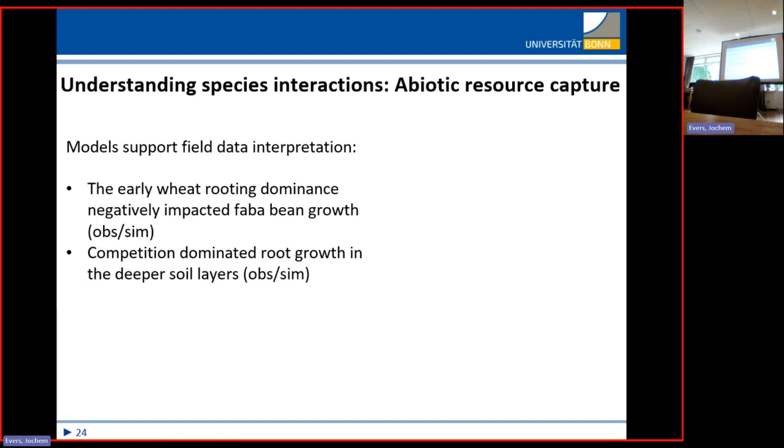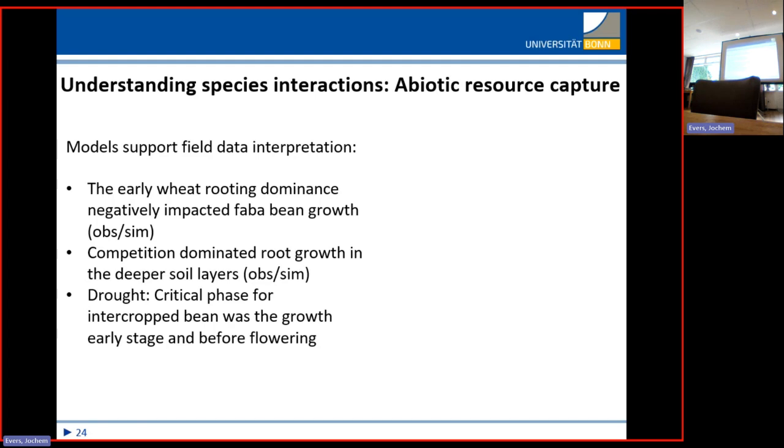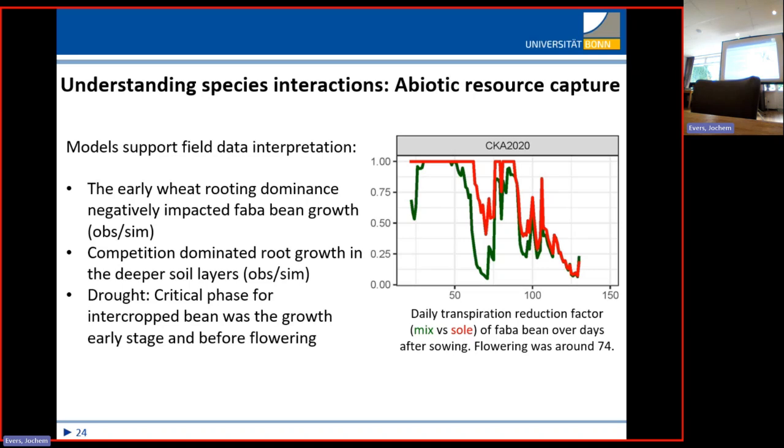And we found also that the root growth in the deeper soil layers was dominated by competition. So in the above ground, there was a lot of complementarity, but in the below ground, there was a lot of competition between the roots. And this is something we not only observed, but we also simulated. And what was most critical for the fava bean, which is quite susceptible to drought stress, in our environments was the very early stage, but also the period before and around flowering. And this can also be visualized with the model.